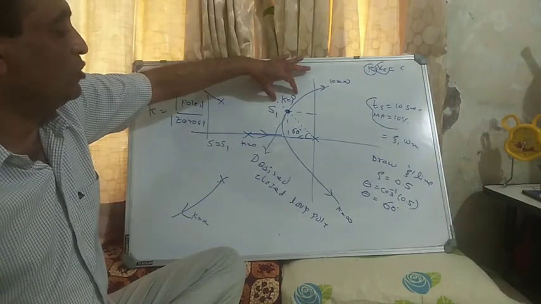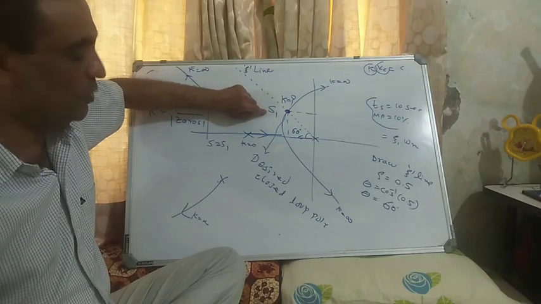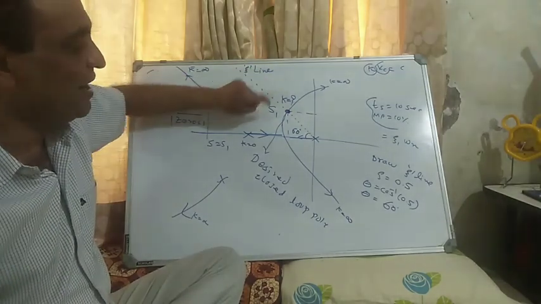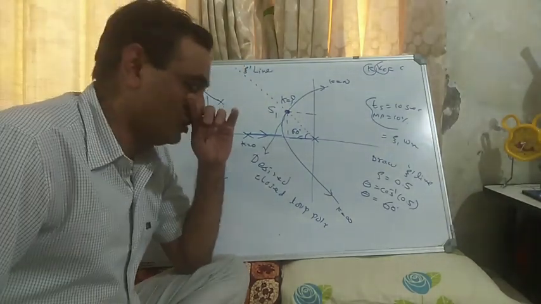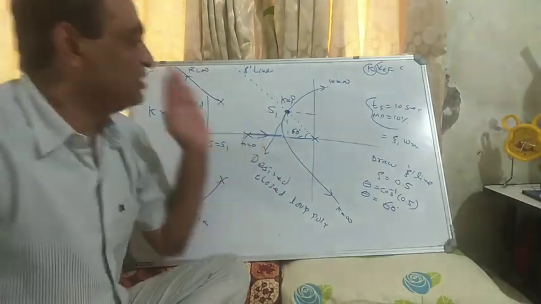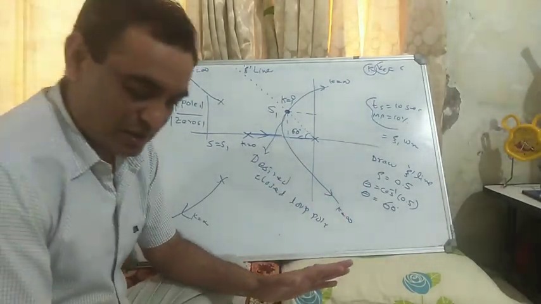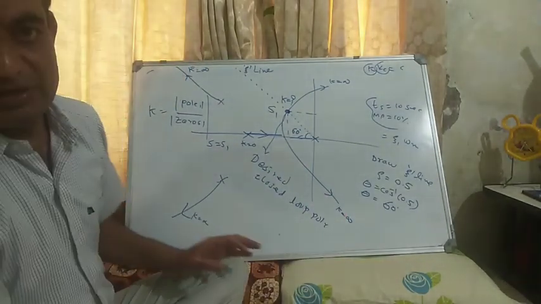Moreover, you will get that value of gain K. Mark that point S1 and find the gain K at S1 using that last rule, that is, the value of gain K at any point on the root locus. Using that rule, you find the value of gain K. This is how our design would be complete.